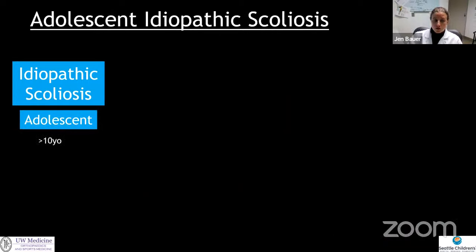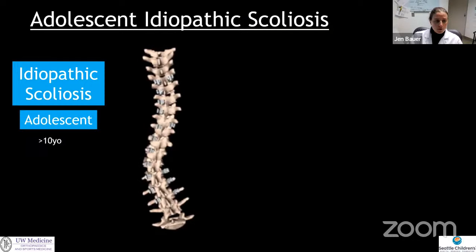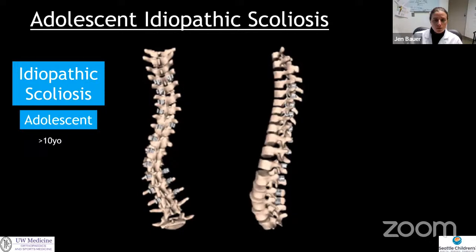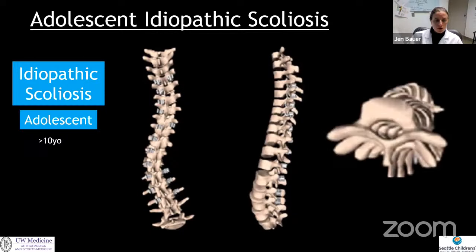This is a scoliosis that shows up over the age of 10. Most people think about it as this curve of the spine when you look at it in the coronal plane, but really we need to focus on it being a three-dimensional deformity. So in the sagittal plane, there's hypokyphosis, and in the axial plane, there's rotation. And it's these aspects of the three-dimensional planes that give us what we see on an exam.